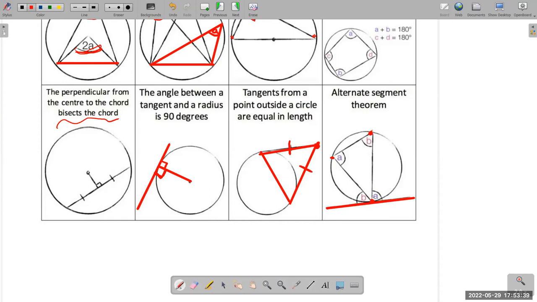Here, anybody realize we got external and internal angles? So what this theorem says is that the external angle is equal to the internal opposite. So if this is A, out here is A. If out here is B, in here over so is B. And that's the one that students just forget all the time. Okay? So these are the theorems.